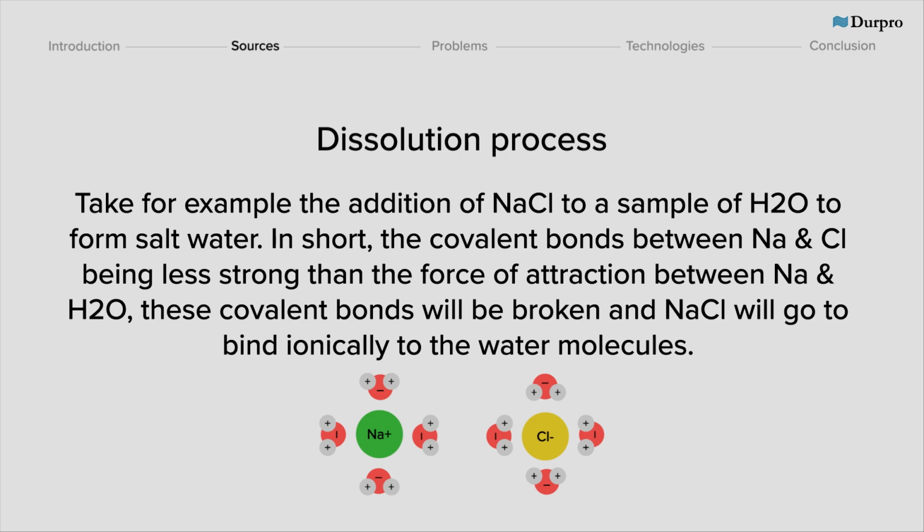Take for example the addition of NaCl to a sample of H2O to form salt water. In short, the covalent bonds between Na and Cl being less strong than the force of attraction between Na and H2O, these covalent bonds will be broken and NaCl will go to bind ionically to the water molecules. It is due to these reactions that various materials can dissolve in water.